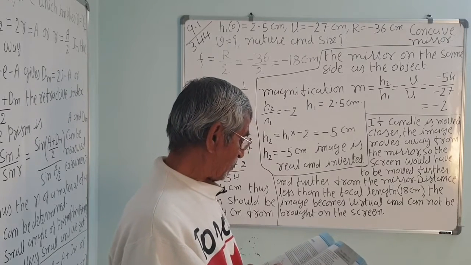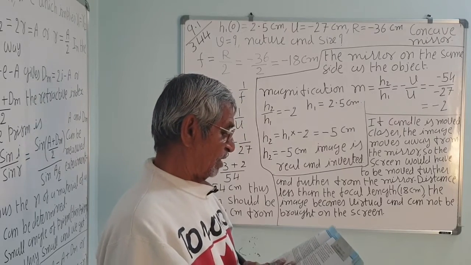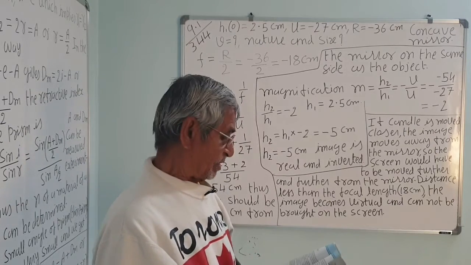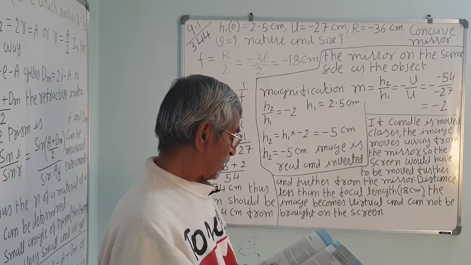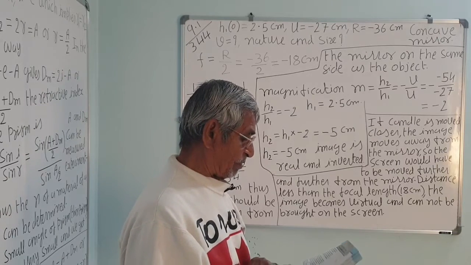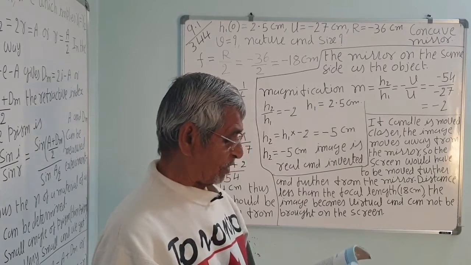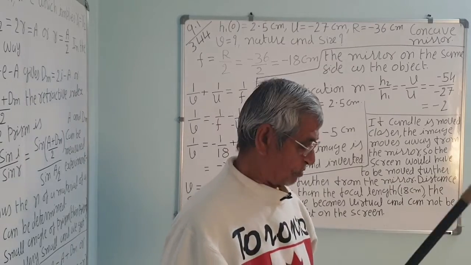At what distance from the mirror should a screen be placed in order to obtain a sharp image? Correct. Describe the nature and the size of the image. If the candle is moved closer to the mirror, how would the screen have to be moved?